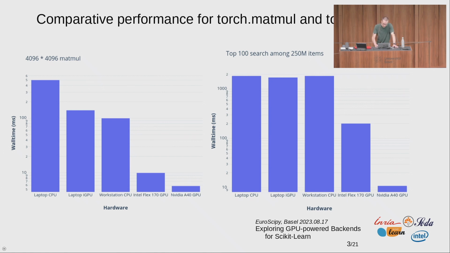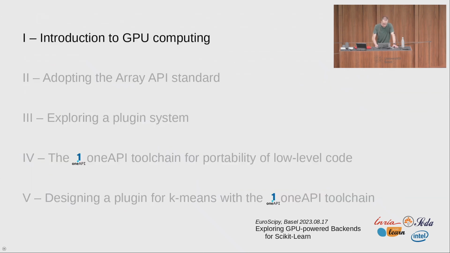On the right, it's a similar benchmark with similar observations, this time for a torch.topk call, where we look for the top 100 maximum values in a vector of 250 million float32. Here, we don't see that much of a performance jump for the laptop iGPU or the Intel server-grade GPU. That might be because the Intel backend for PyTorch is in earlier development, so maybe it's not that well optimized yet. So that's it for an overview of GPU computing. Now, how can this be used to improve performance in scikit-learn?